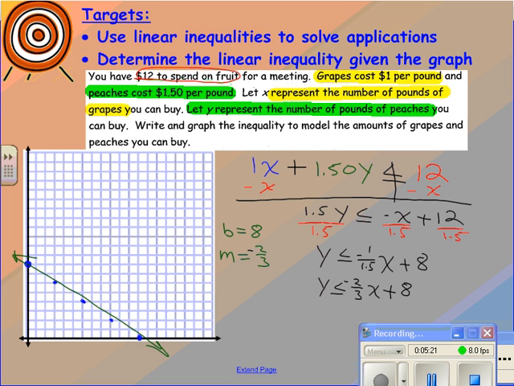Okay, so now that I have that line graphed, less than or equal to is what I want, so I'm going to get out my shading tool here, and I'm going to shade below because I want all the numbers below my line, and then I'm just going to fill it in down here accordingly. And that would be the way our graph would look. Okay, so that would be the solution set for how many pounds of grapes and peaches I could buy.